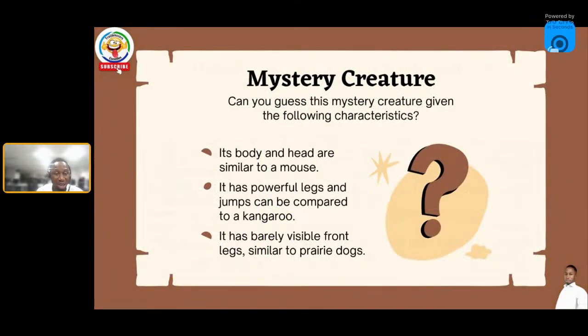So another slide has a picture that I'm going to show you in the next slide. Now I want you to guess the creature. Can you guess this mysterious creature given the following characteristics? I'm giving you these characteristics and you have to guess the name of this animal. Its body and head are similar to a mouse. It has powerful legs and jumps, comparable to a kangaroo. Yes, it can jump like a kangaroo. It has barely visible front legs similar to a prairie dog. What kind of animal do you think it is? Can you guess it?